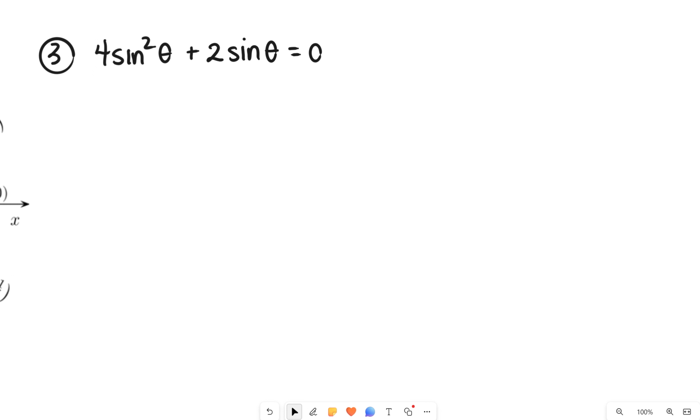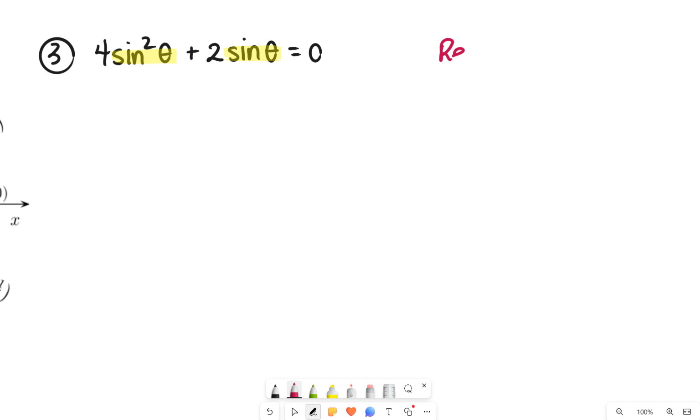Here's number 3. 4 times the sine squared theta plus 2 times the sine of theta equals 0. So look at the difference of number 1 and 2 when compared to number 3. You're going to notice now, unlike number 1 and 2, you are seeing trig terms occur more than once. When that happens, I want you to apply what we call the U substitution method. And it's a form of rewriting, okay?